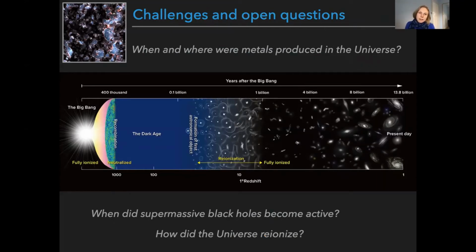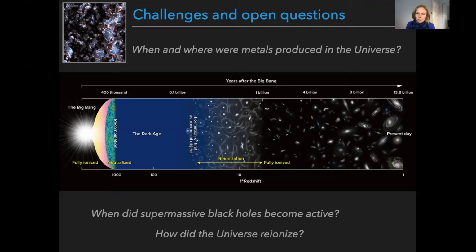Despite these advances, there are still many challenges and open questions, and these are the broad questions that we're trying to answer as part of this DPhil. So firstly, when and where were metals produced in the universe? By metals, I mean elements heavier than hydrogen and helium. These must have been produced in the early universe.